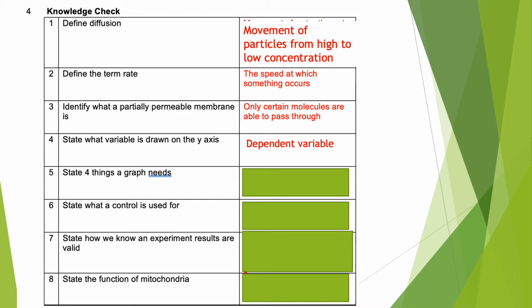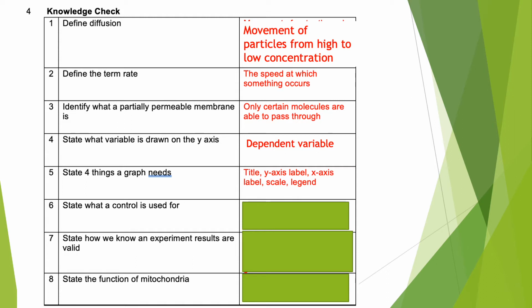Number 5, state 4 things a graph needs. So as always, you should always have a title on your graphs to let the reader know what they're looking at. Your x and your y axis, both of them should have labels so that you know what data you're looking at. And the last thing, I tend to choose between the two, but if you are using numerical values, a scale is quite important because you need to know what the scale of what you're looking at is, right? So, is it better to use centimeters or is it better to use kilometers, and vice versa, okay?